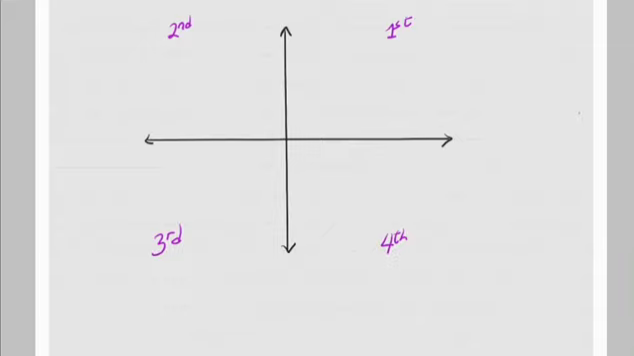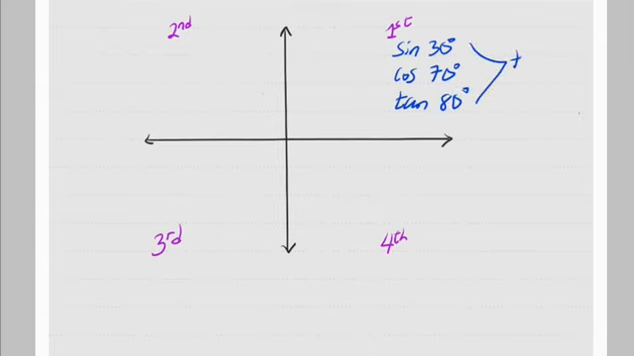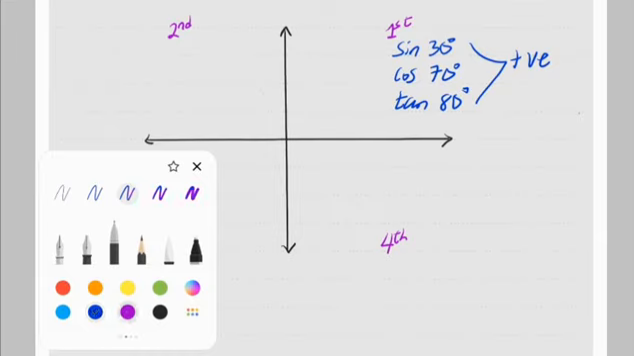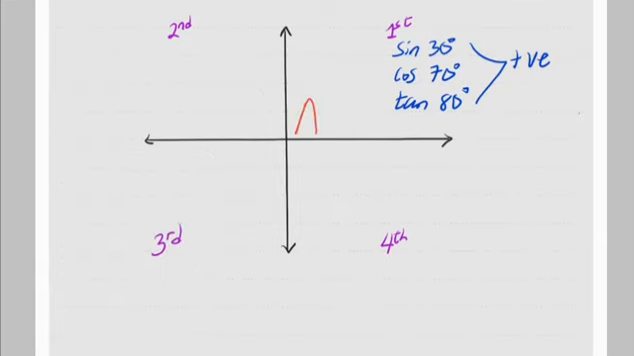The trigonometric ratios of angles in the first quadrant give positive values. For example, if you do sine 30 degrees, an angle in the first quadrant, you do cos, let's say, 70 degrees, and you do, let's say, tan 80 degrees, each of them will give you a positive value as your answer when you use a calculator or a four-figure table. So for the first quadrant, all ratios are positive.